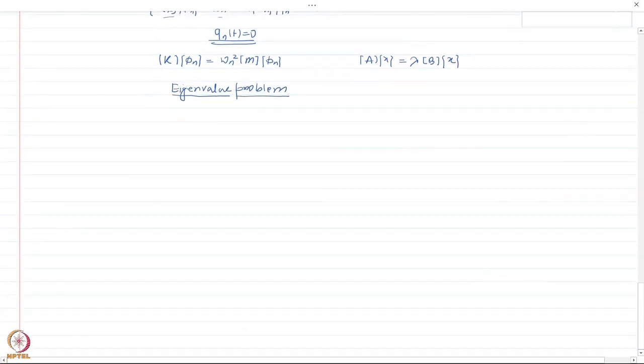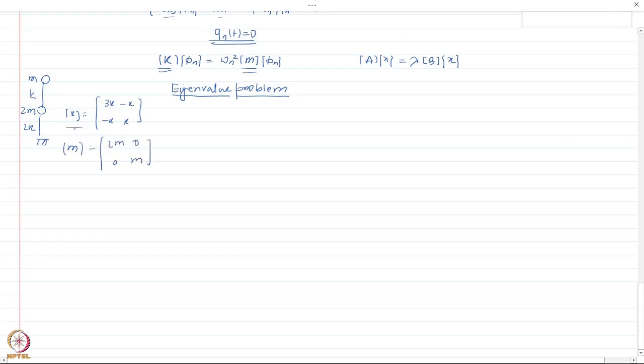Now in this equation, my k matrix is known to me, and my m matrix is known to me. So remember, if I have a multi degree of freedom system, something like, let us say, this one with stiffnesses 2k and k, I know how to get my k matrix, which in this case would be simply [3k, -k; -k, k], and m would be [2m, 0; 0, m].